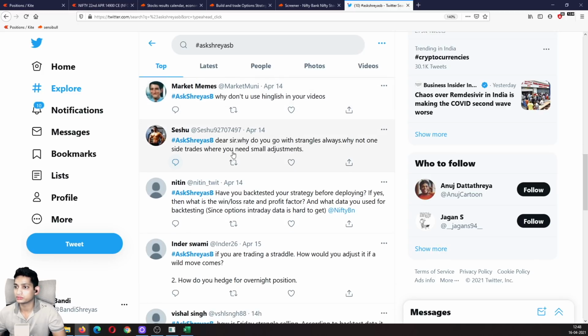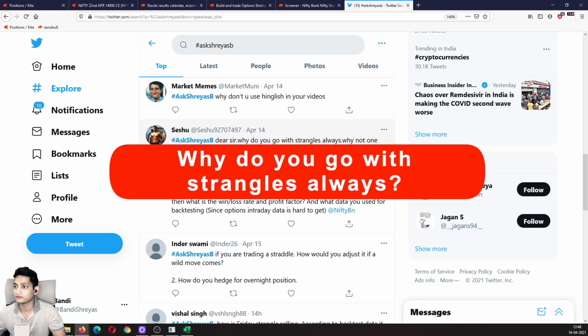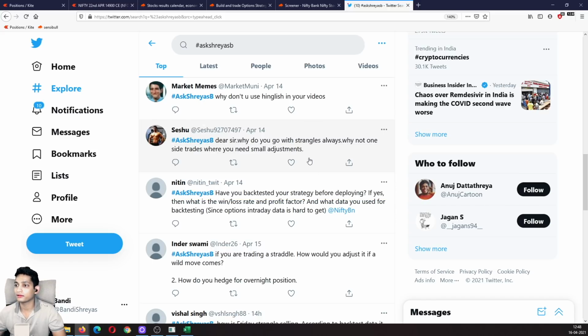Yes, Seshu asks, why do you go with strangles always? Why not one-side trades where you need small adjustments? I use strangles mostly because I am very comfortable in managing strangles. I find this is more of a personal thing. There's no one way of doing it. But for me personally, I'm far more comfortable managing strangles than taking a naked directional trade, maybe selling naked puts or selling naked calls, or buying. This is specifically for intraday. I will always prefer strangles. It's more of a personal thing.